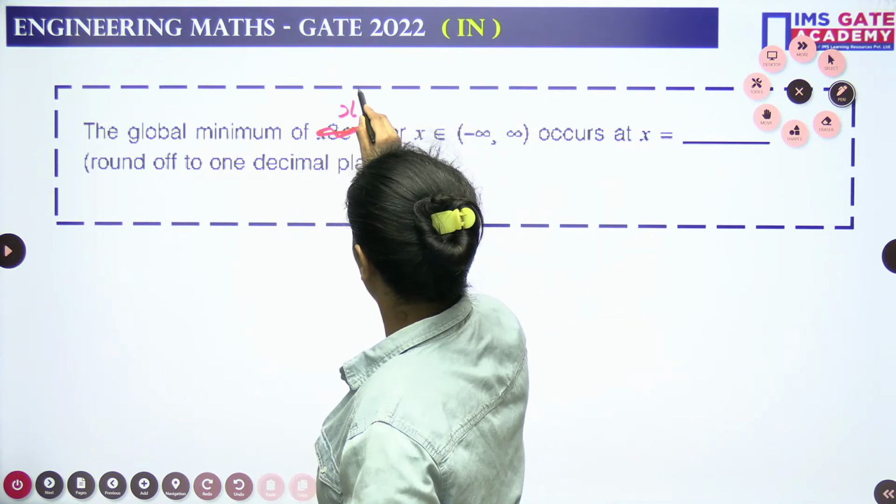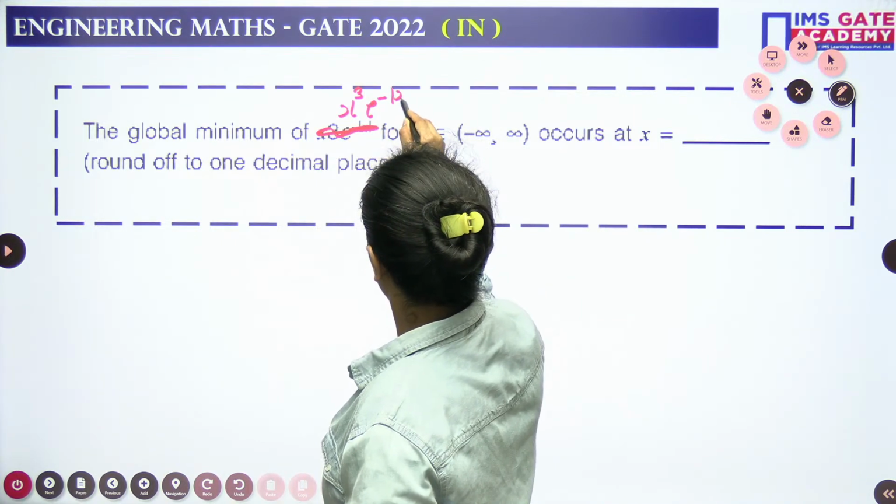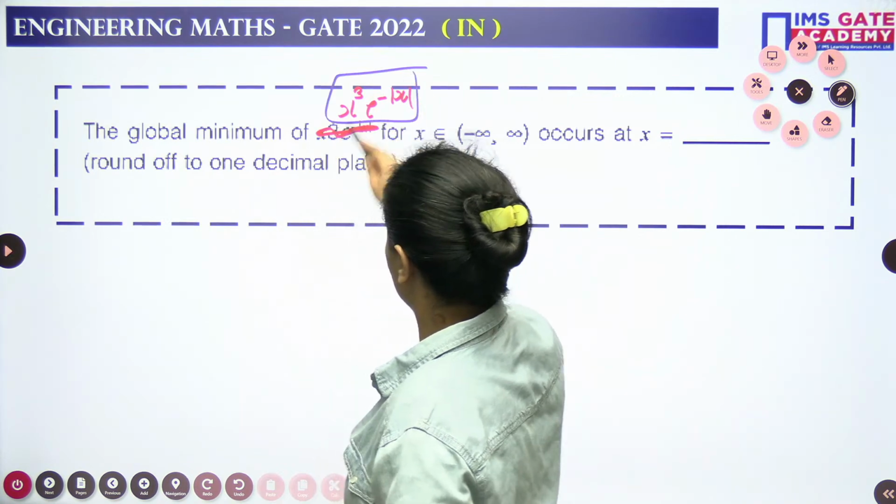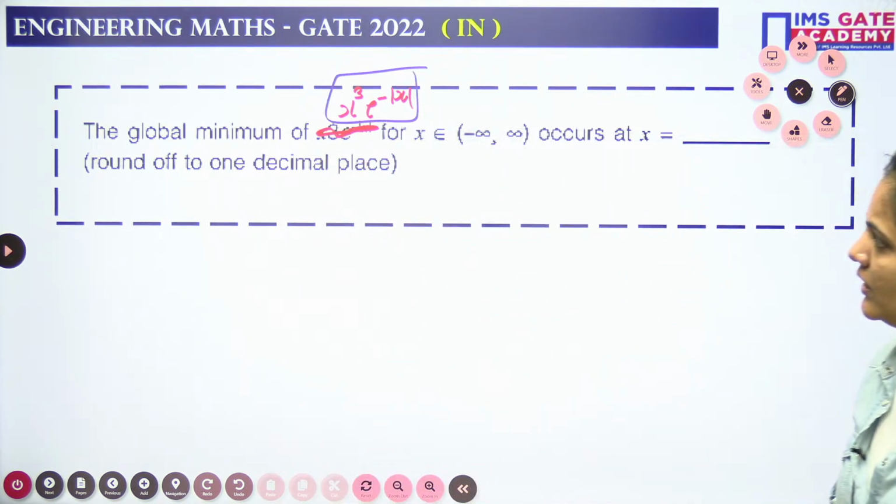This is x cube e to the power minus mod of x. This is the question. X cube. This is not x into 3. This is x cube. X cube e to the power minus mod of x.